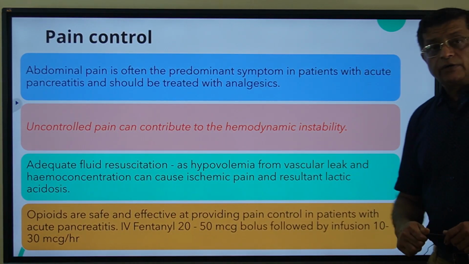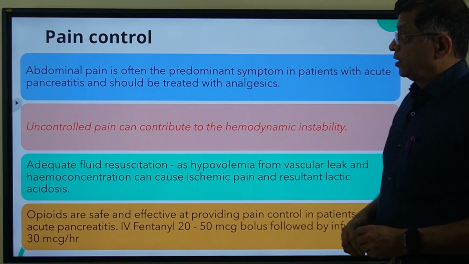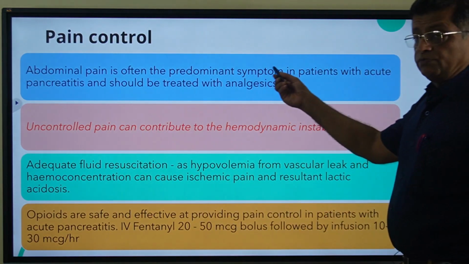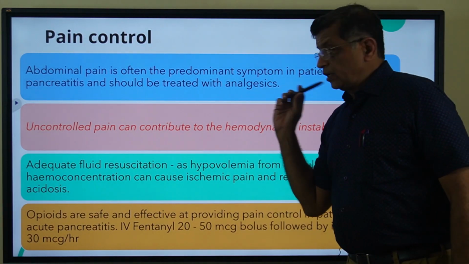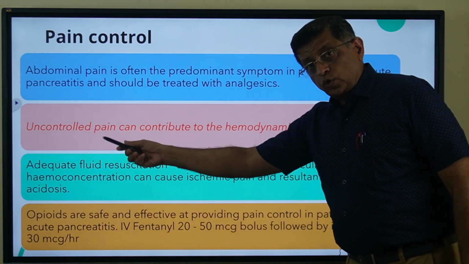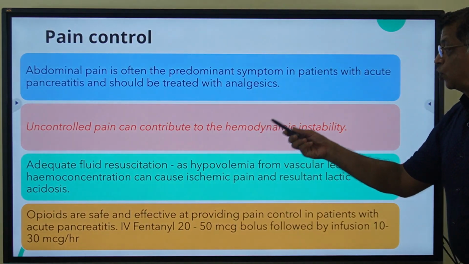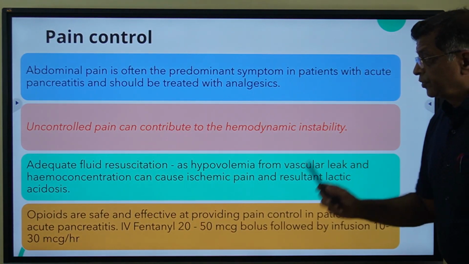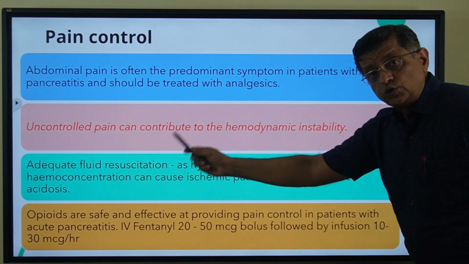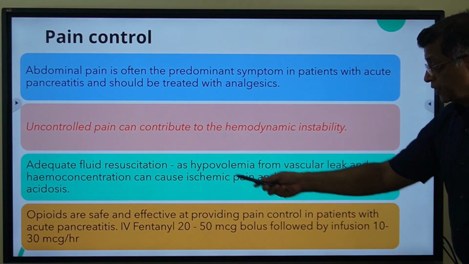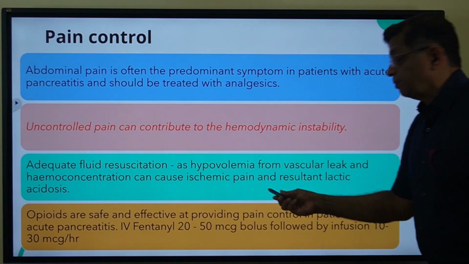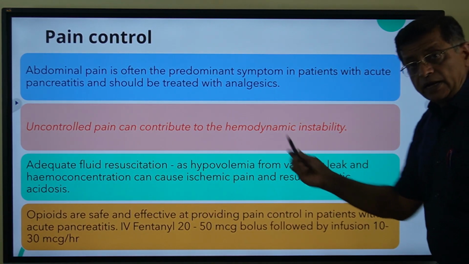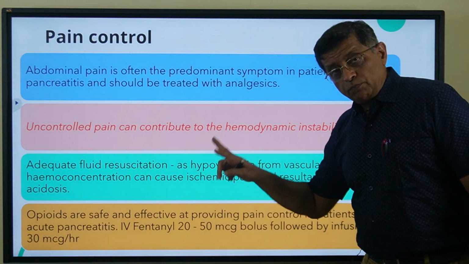The second important treatment part is the pain. Abdominal pain is often the predominant symptom in patients with acute pancreatitis and should be treated with analgesics. Uncontrolled pain in itself can contribute to hemodynamic instability. Adequate fluid resuscitation is also important in controlling pain, as hypovolemia from vascular leak and hemoconcentration can cause ischemic pain and resultant lactic acidosis. So two important points.